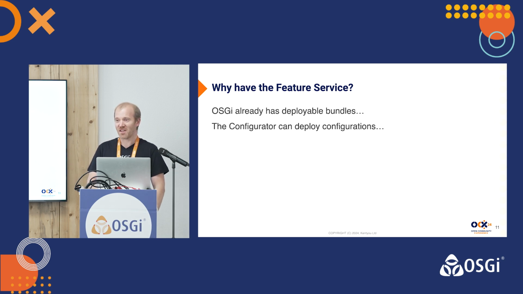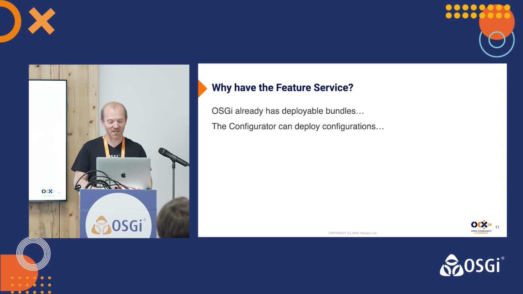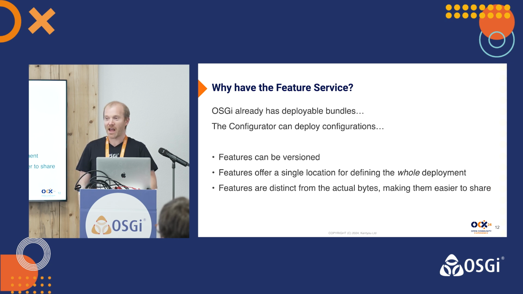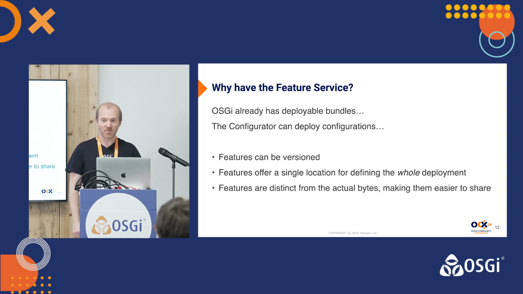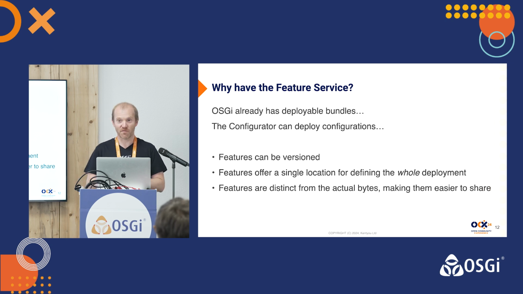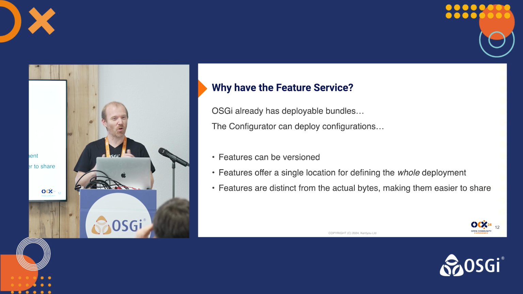So you may be asking why we have this at all, because we've had deployable bundles for a really long time, and we've got the configurator that can deploy configurations. Part of this is that sometimes you do need a higher level artifact. You can version a feature. You can version bundles, but you can't really version a group of bundles. So the feature is offering that versionable artifact. You also have a single place where you're defining the whole deployment, which is a nice thing to have.